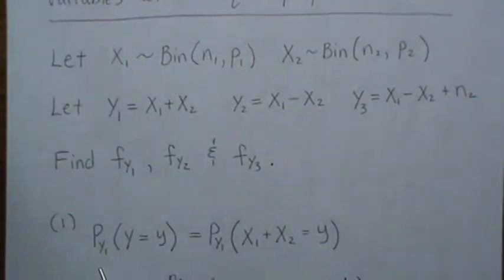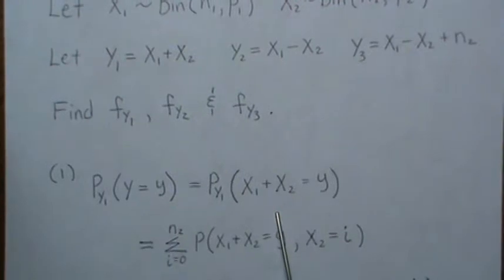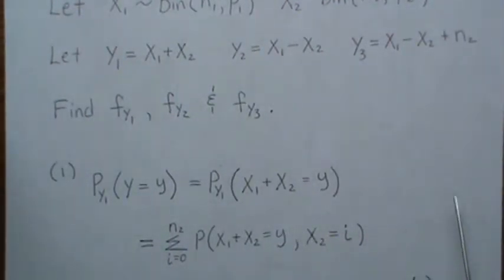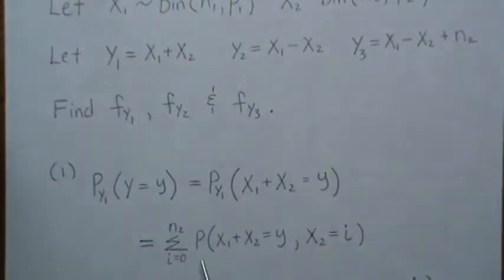The distribution of Y1, or the probability that capital Y equals little y, is this. In place of Y, we substitute this transformation. Then I introduce a trick here: if we introduce another variable and sum over all of its possible values, it doesn't change the original probability.